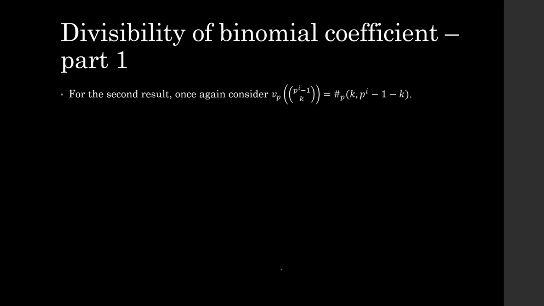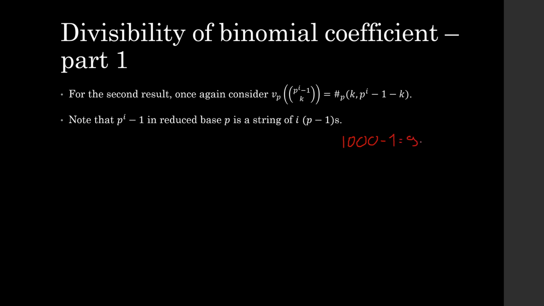So that's really nice. And then for the second result, once again we consider this carrying over when we add them. And now we note that P to the I minus 1 in reduced base P is just a string of I P minus 1s. So, if I consider, for example, in base 10, it might be easier to see. I take 1000 minus 1, which is 999, right?